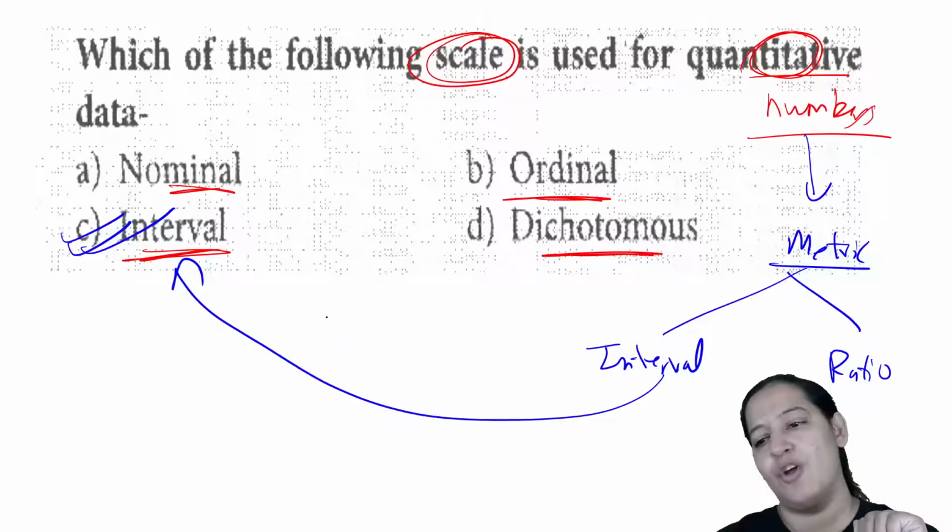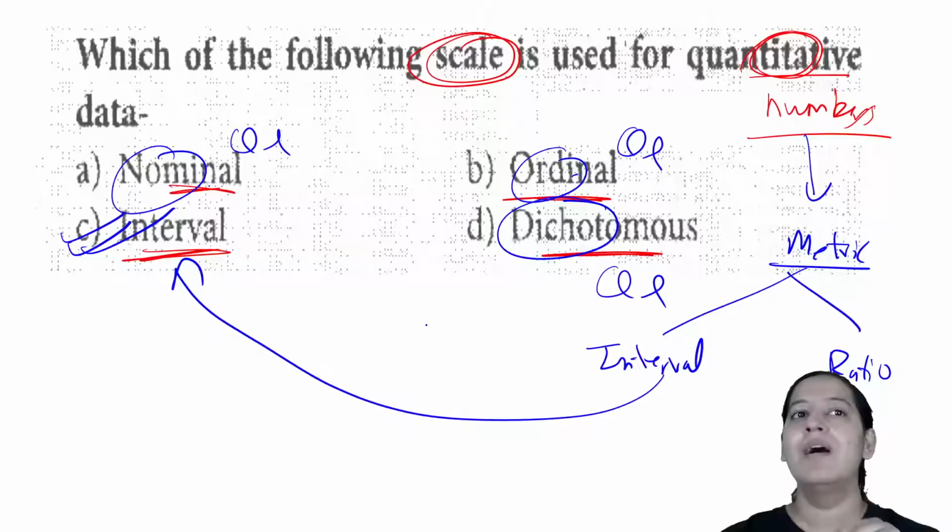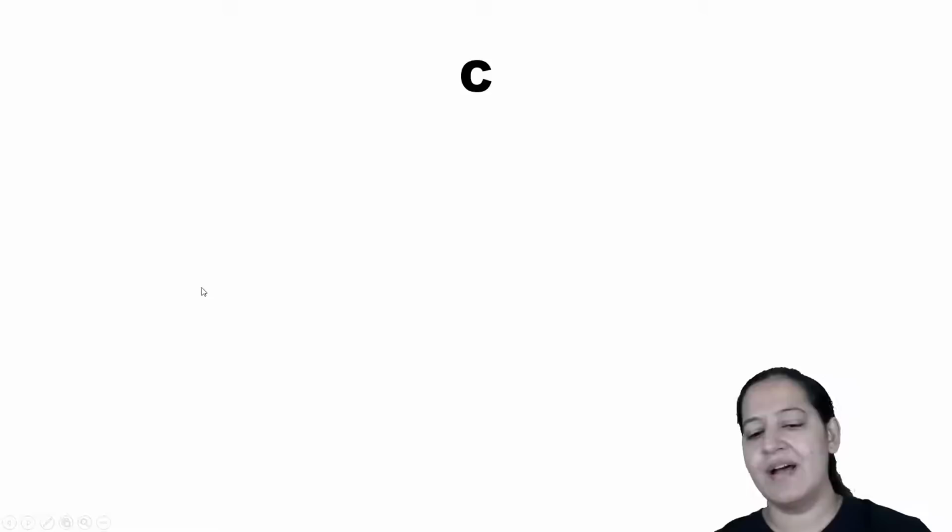Nominal is names, so it is qualitative data. Ordinal is order, again qualitative data. Dichotomous has only 2 options, yes or no, so again it is qualitative data. But interval is for quantitative data. So the correct answer here is C. This is the next question in front of you.